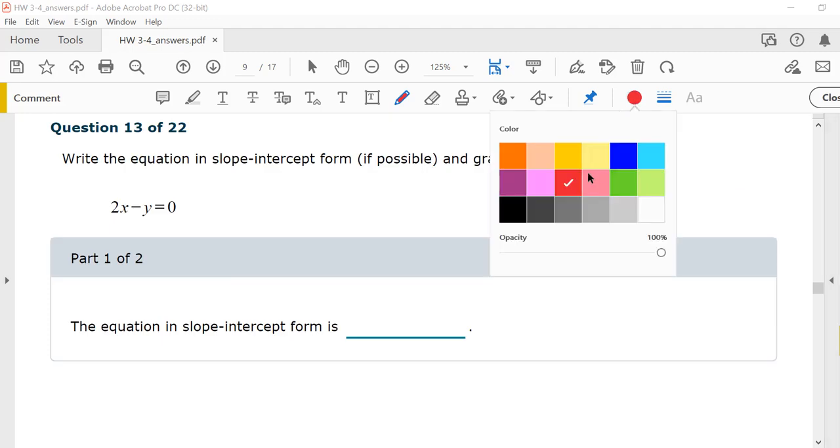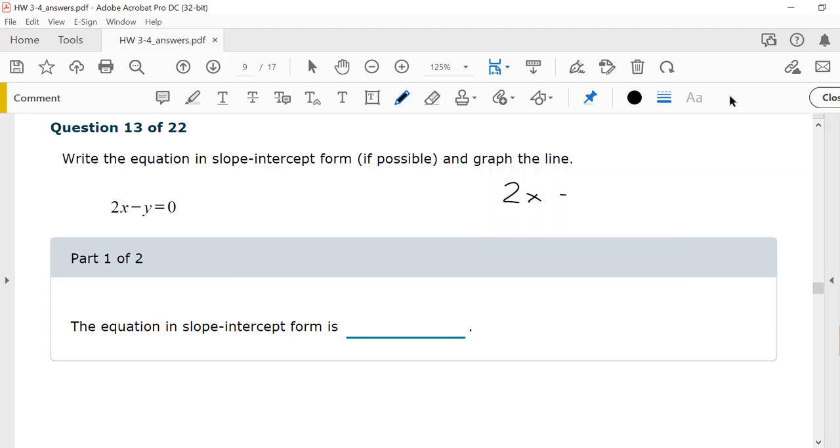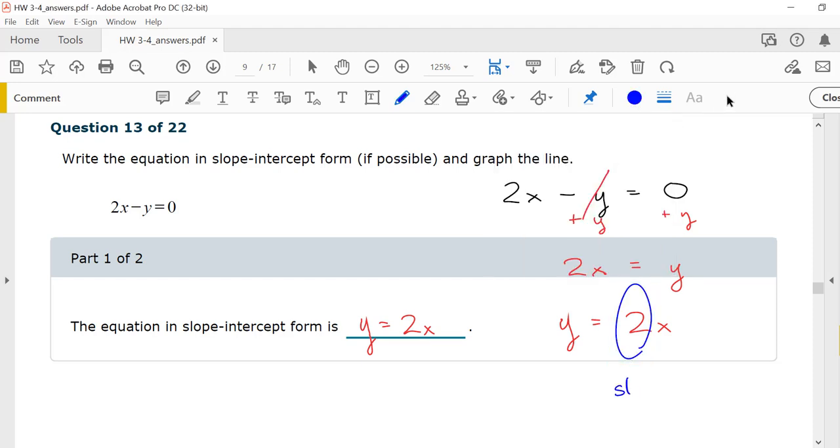Number 13, my equation is 2x minus y equals 0. I'm going to choose to add y to both sides, and I'm left with 2x equals y. So I can write it as y equals 2x, correct? Okay, slope-intercept form is y equals 2x. My slope is always the number in front of the x, so my slope is 2. You might want to think of it as 2 over 1. My y-intercept, since there's nothing there, is going to be 0, 0.